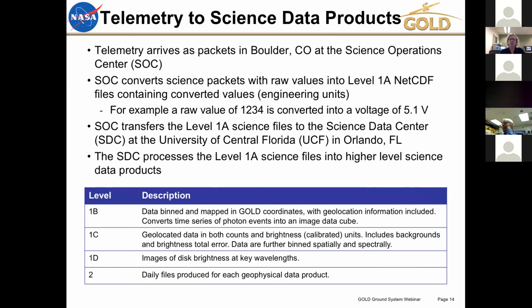The level 2 data products are daily files that give information about the geophysical data of the atmosphere. So for example, one of the data products for level 2 will be the O to N2 ratio. Another data product gives the temperature at the limb. So those are all of the data products.